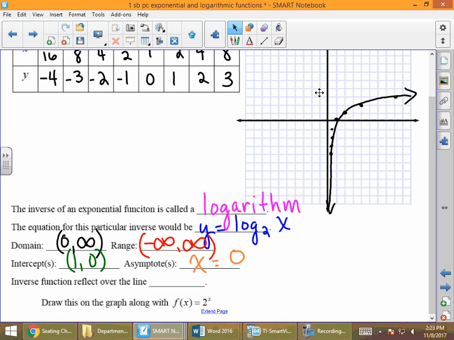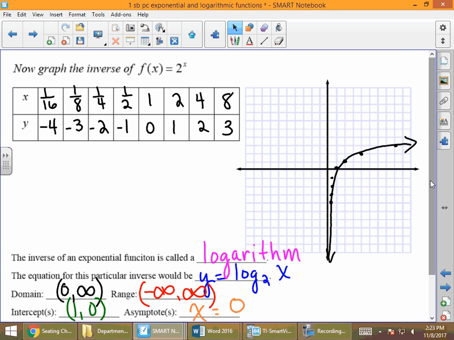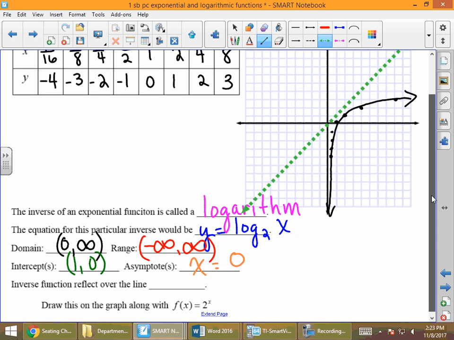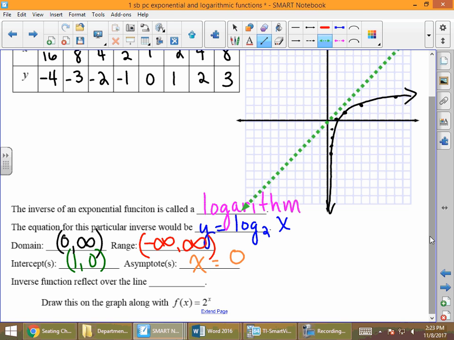Remember, inverses reflect over that line that goes from corner to corner. Lower left-hand corner to upper right-hand corner. And that line is the equation y equals x.